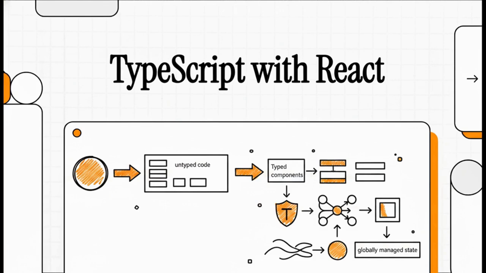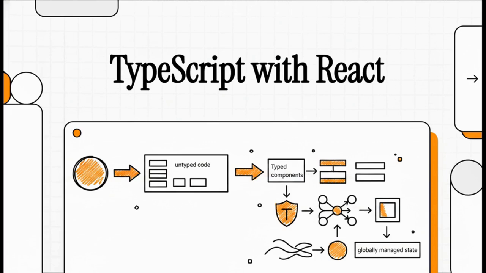I mean, if you've ever found yourself pulling your hair out over chaotic, untyped React apps, the kind where data structures just randomly shift and bugs only decide to pop up at runtime, well, you know the exact pain point we're fixing today. In this explainer, we're looking at a highly structured roadmap for integrating TypeScript with React. It's essentially a construction blueprint.